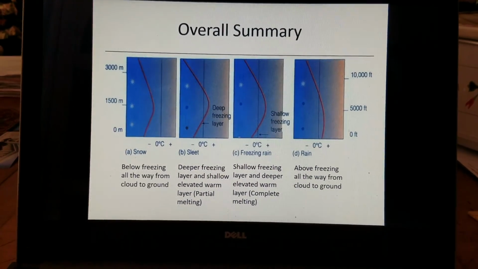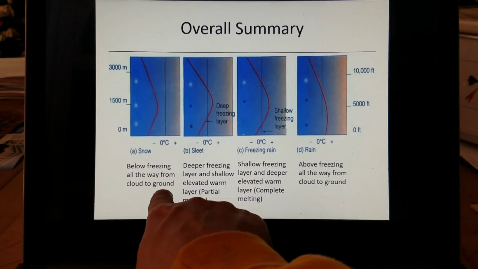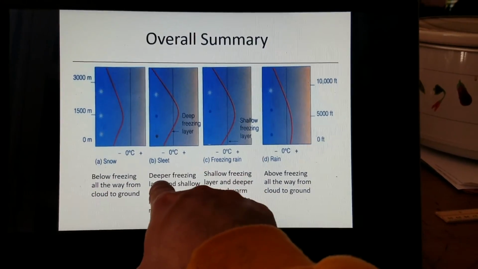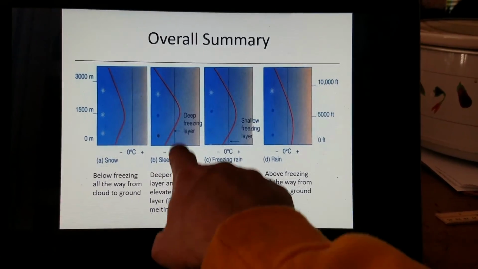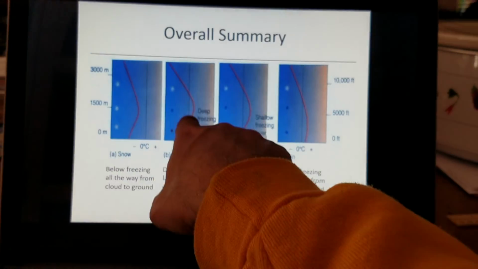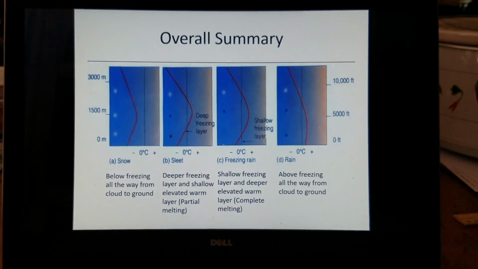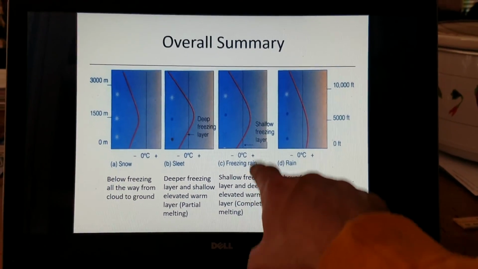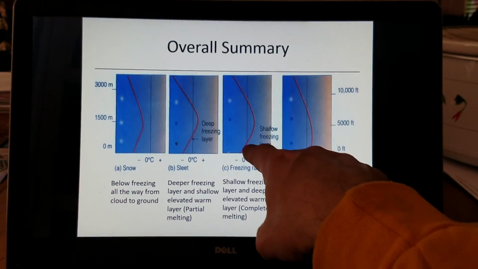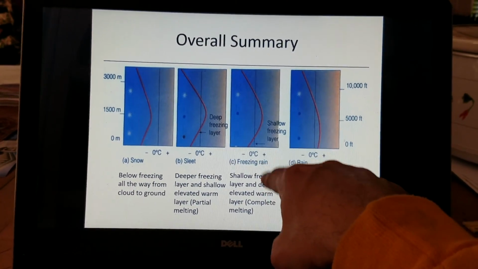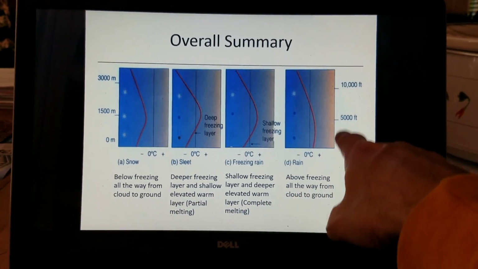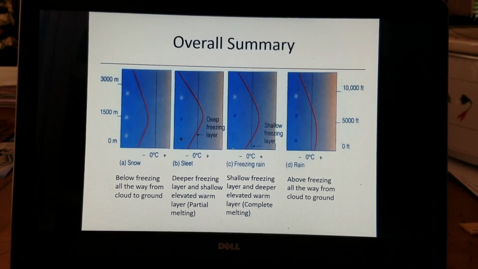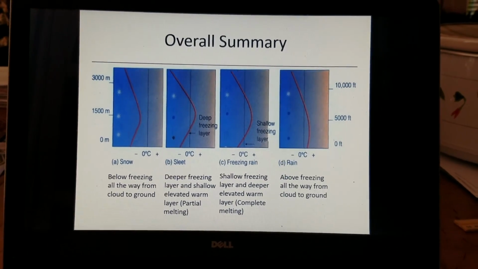All right, so for overall summary, just a quick look at this. We're going to wrap this up. Below freezing all the way from the cloud to the ground for the temperature profile will give you snow. Sleet, you have a deeper freezing layer closer to the surface and a more shallow, elevated warm layer for partial melting. Freezing rain, you have a deeper elevated warm layer aloft and a more shallow freezing layer at the surface, so that results in freezing rain. And then plain rain is when the temperature profile all the way down to the surface is completely above freezing.